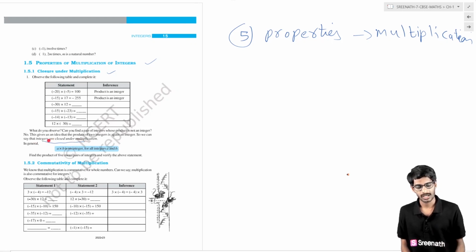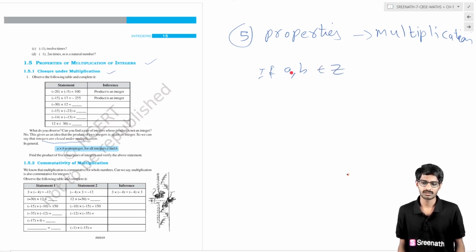We can read it like this also: integers are closed under multiplication. So the precise definition is, a cross b is an integer for all integers a and b. If a, b are any integers, that means a, b belong to the integers.